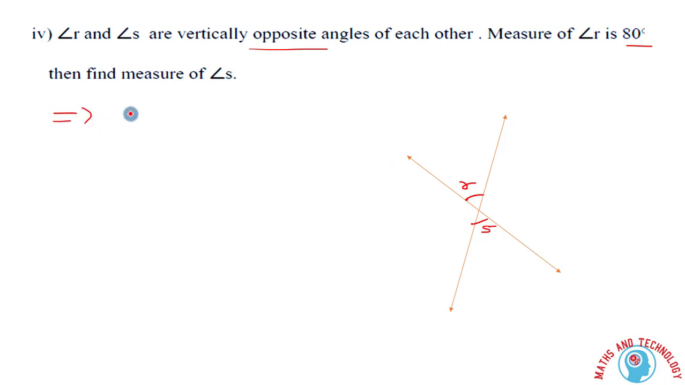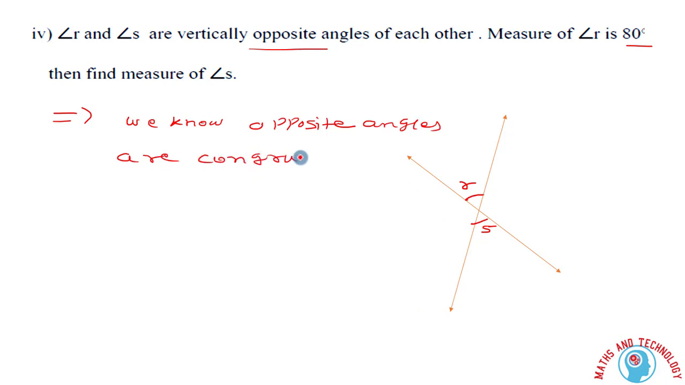Here we can write, angle R and S are vertically opposite angles. We know opposite angles are congruent, so angle R equal to angle S, that is R equal to 80 degree, so angle S equal to 80 degree.